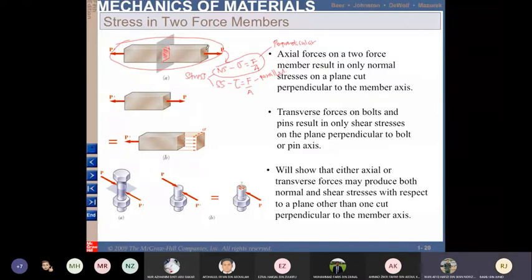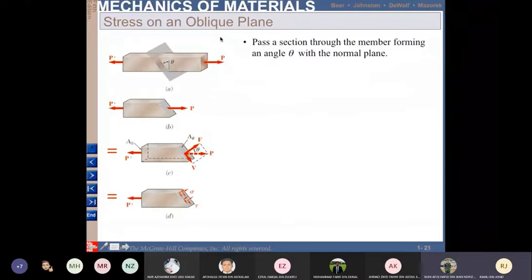So this case is the case of normal stress, this one, because this is the area. This one and this one is the same area. So this is the force, and for the shear stress, the area is parallel to the force. We will look into the shear stress later.